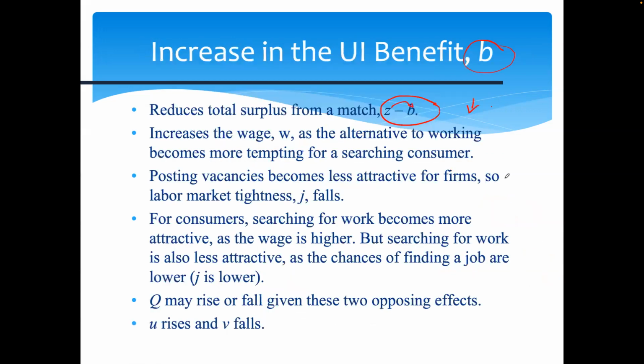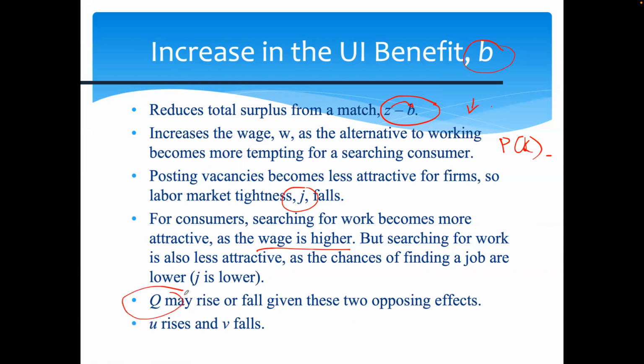Let's go back to the previous slide. This is kind of a summary. Increasing wage as an alternative to working becomes more tempting for a searching consumer. So this is essentially the increase in P of Q. But posting a vacancy becomes less attractive, so J is going to fall. For the consumer, search becomes more attractive because of the higher wage, but searching for work is less attractive, with less chance to find a job.